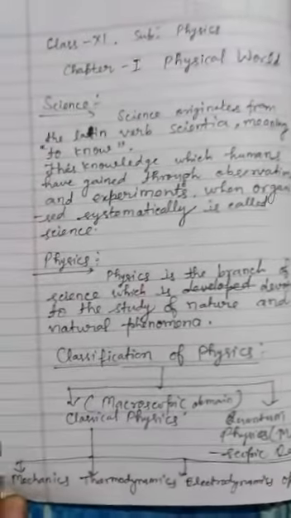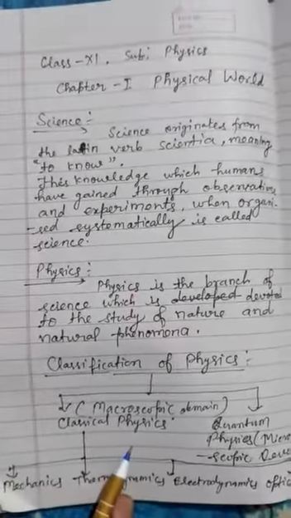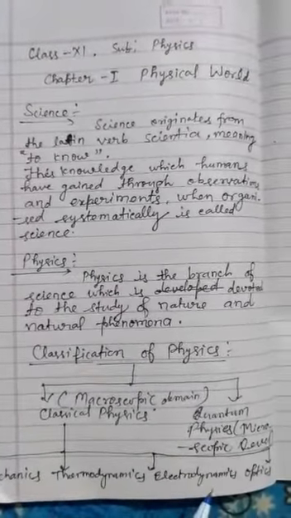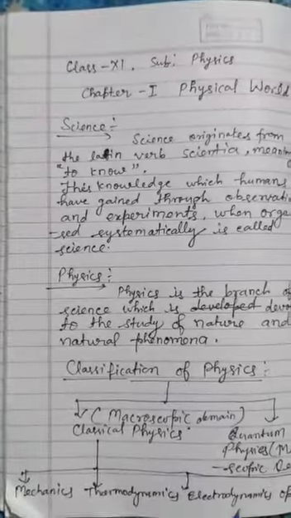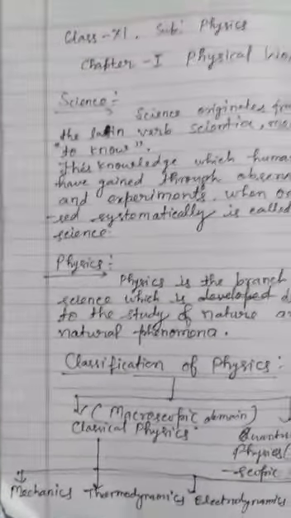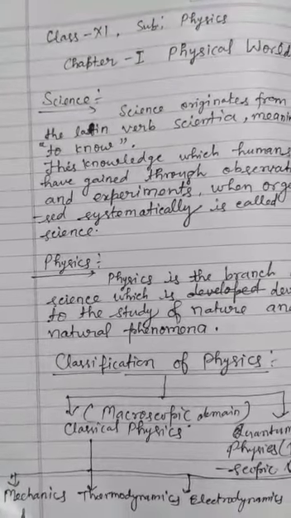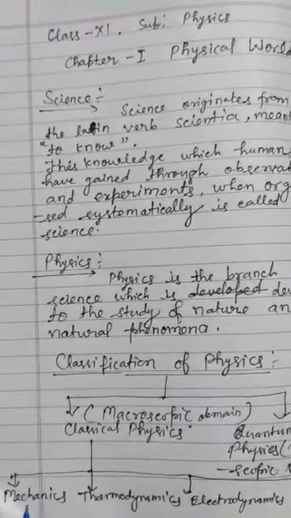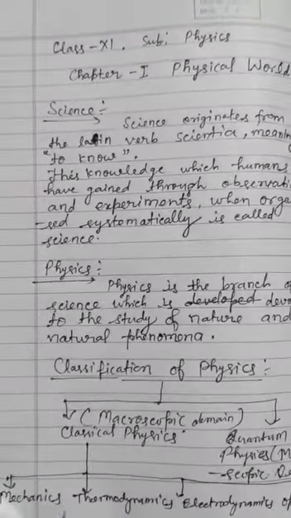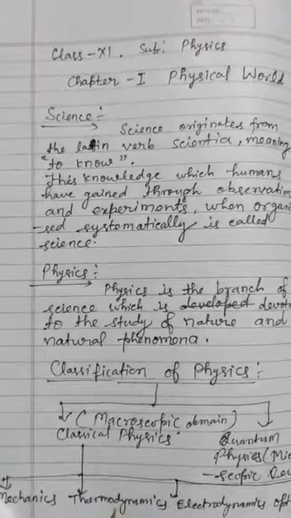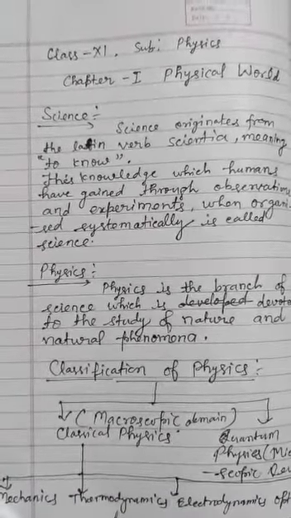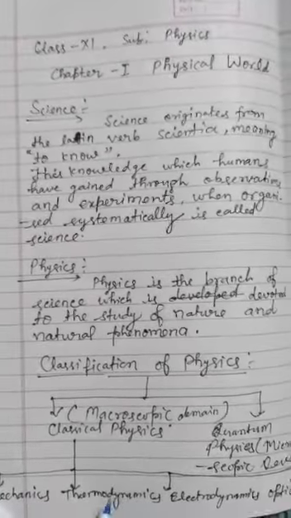And classical physics is divided into different parts, which are mechanics, thermodynamics, electrodynamics, optics, etc. Mechanics is the sub branch of physics which deals with the motion of any object, and thermodynamics is the sub branch of physics which deals with the study of heat and its phenomena.